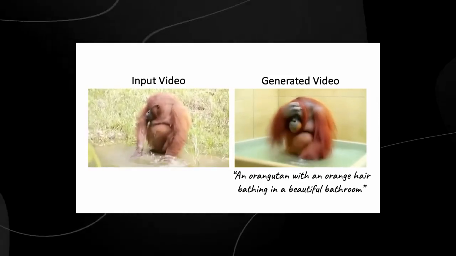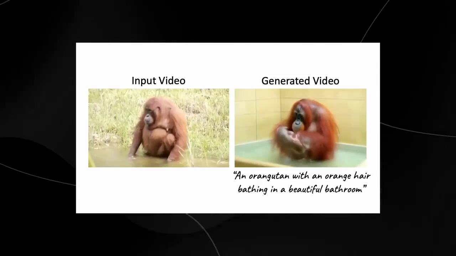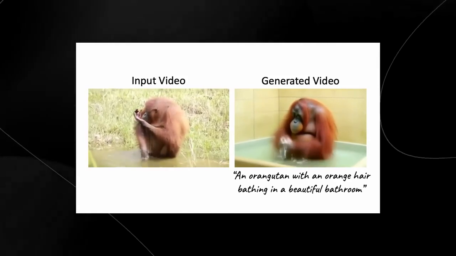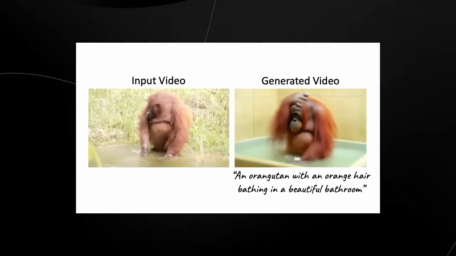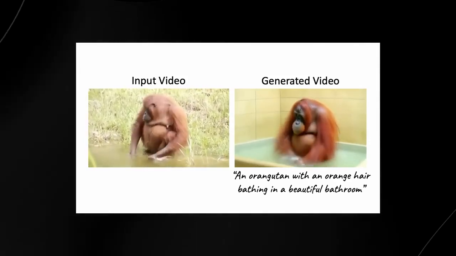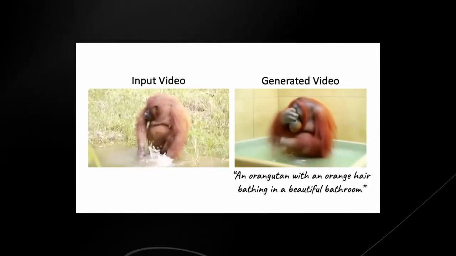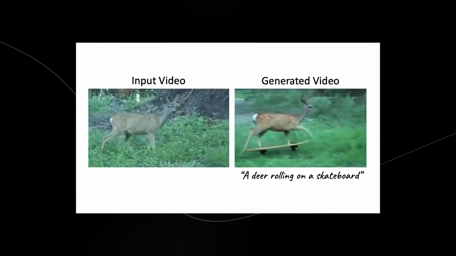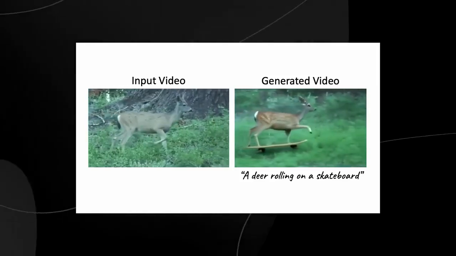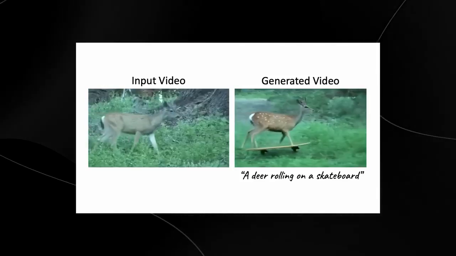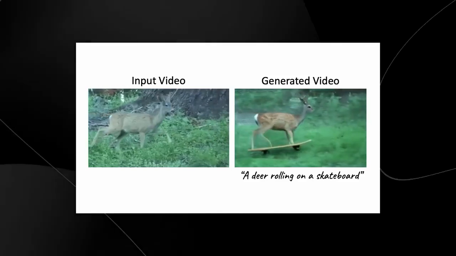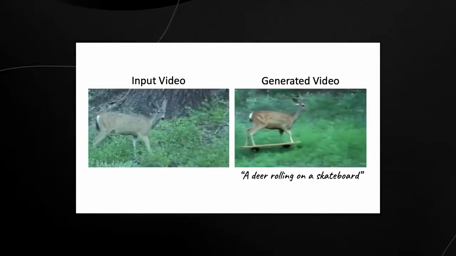Now you can see right here, this one even manages to do the water reflections really well. We can see that orangutan with orange hair bathing in a beautiful bathroom does look pretty realistic, as to what I would expect if I saw an orangutan bathing. Now you can also see right here a deer rolling on a skateboard. This one isn't as accurate, but it's still very interesting to see how the models kind of put certain pieces together and how the final output is.